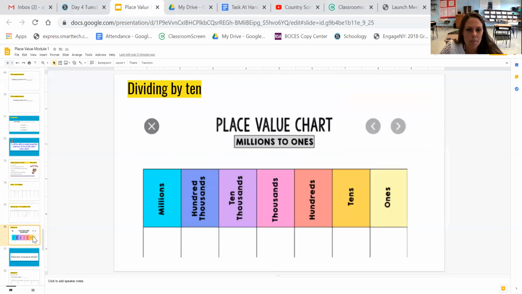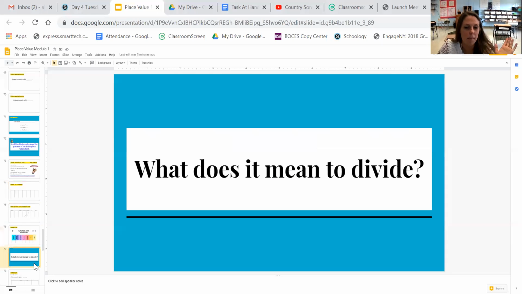Awesome. Let's keep it moving. So we have our place value chart. And like I said, yesterday we were multiplying, so we were getting bigger on the chart. Well, today we're dividing. So we're going to go to the right. It's getting smaller. And you guessed it, our place value chart is all about the number 10. So we're going to move one place value when we divide by 10.